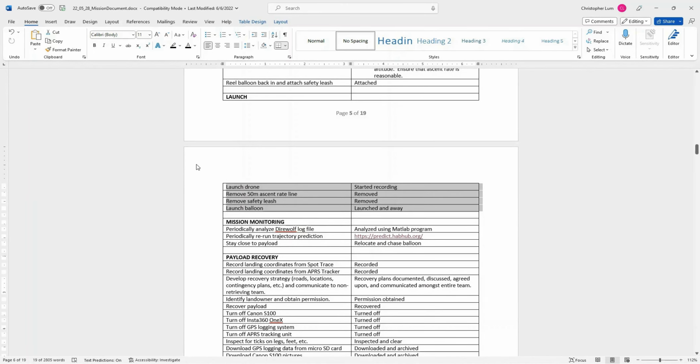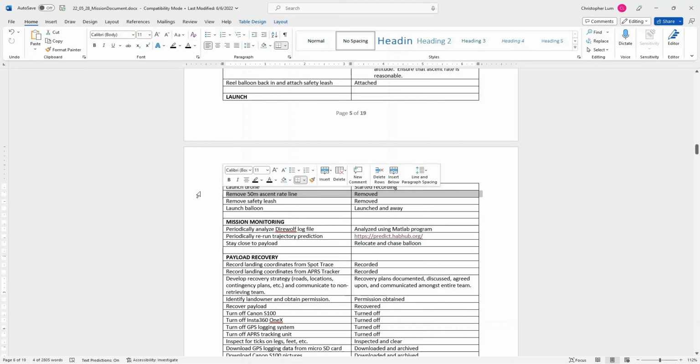So this is actually not that bad. The only thing that's kind of interesting about this is we did bring a drone to videotape the actual launch location. So now's the time to launch the drone, because we're basically getting ready to go. As soon as the drone was in the air, we removed that 50-meter ascent line, because now we don't want it tethered anymore. We are going to let it go.